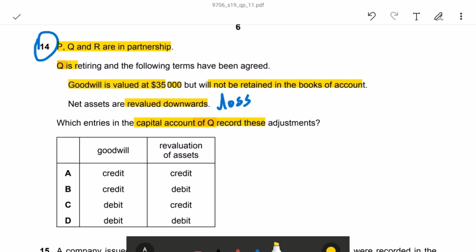So all the decreasing capital will be debited, increasing capital will be credited. Goodwill will increase the capital, while revaluation loss will decrease the capital. So let's check. Goodwill. It will credit the capital account. So it is correct. But revaluation credit, no, that is wrong. Second, goodwill will be credited and revaluation will be debited. That is correct. Second also here debit, it is wrong. So the correct answer is B. That means goodwill is increased. It will increase the capital while revaluation loss will decrease the capital.